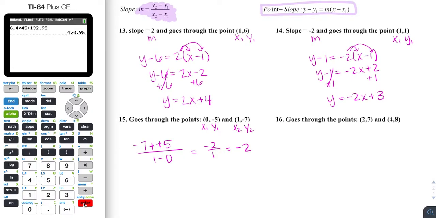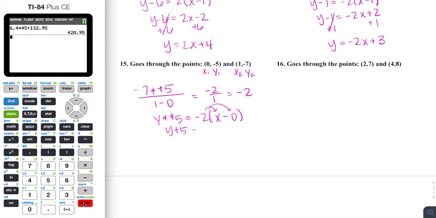Then we're going to go back to using that point slope equation. So we're going to have y minus our y1, and it equals our slope times x minus x1. From there, we have plus plus, distribute our negative 2. So we have y plus 5 equals negative 2x plus 0, because anything times 0 is 0. Then our very last step is subtract 5 from both sides. So y equals negative 2x minus 5. Okay, so that's the way to do it by hand.